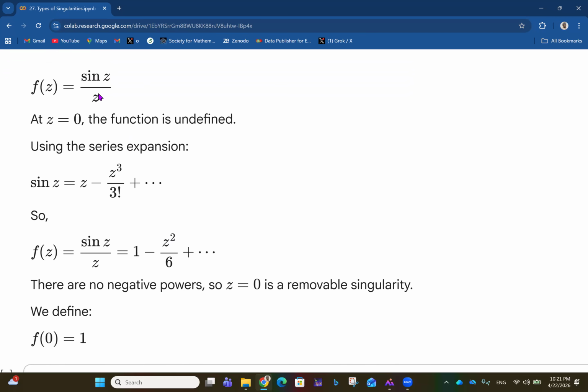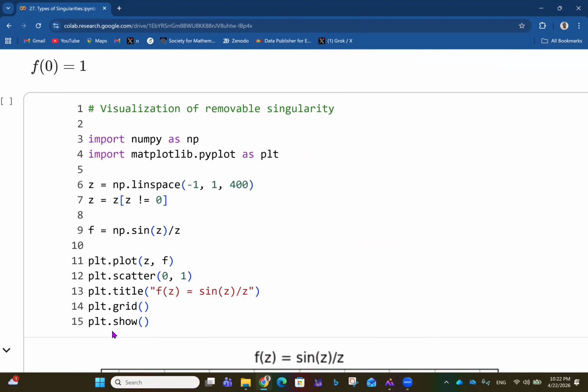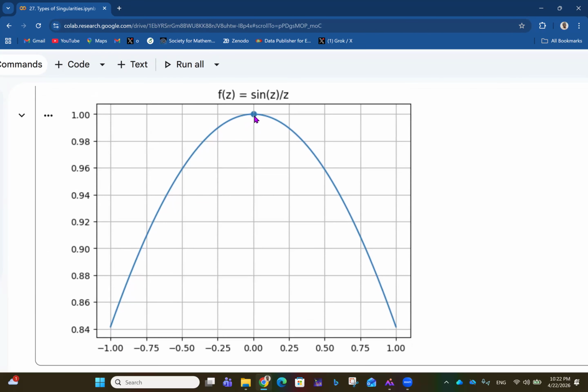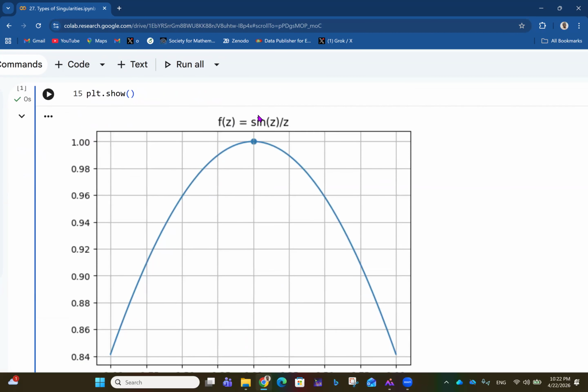Or if you take the limit of this function as z approaches 0, of course you're going to get 1. So in this case you say f of 0 is equal to 1. We are still talking about removable singularity. So z equals 0 is a removable singularity. We can plot that here using this code and we get something like this. We still get a smooth curve, although z equals 0 is supposed to be a singularity, but it is removable, right? It's just a hole that can be plugged. That's the idea of a removable singularity.